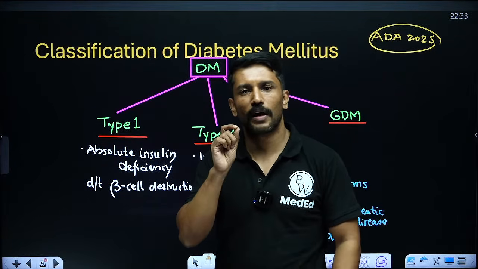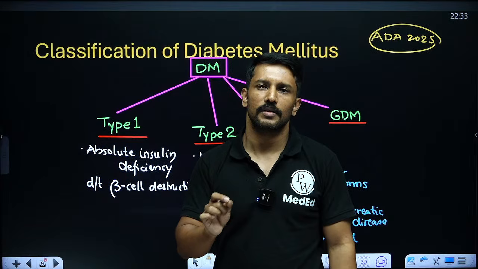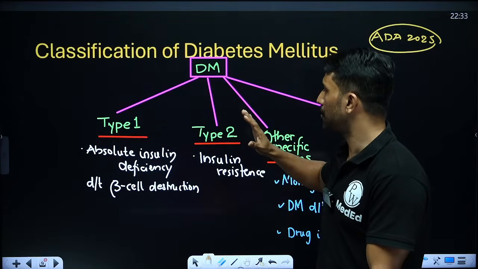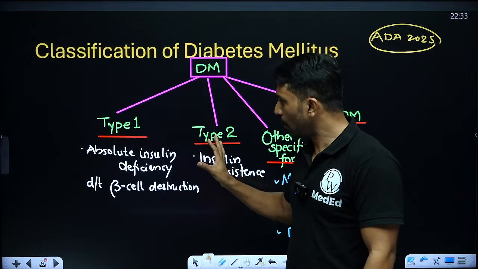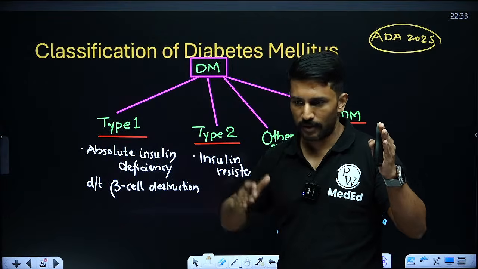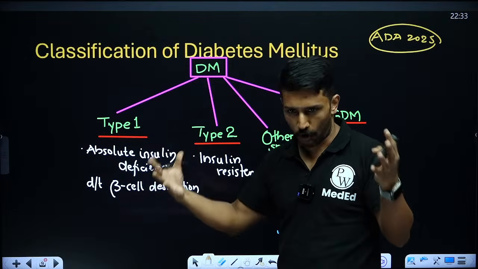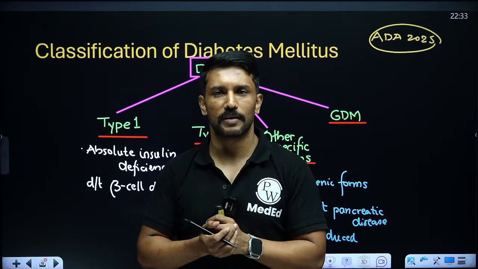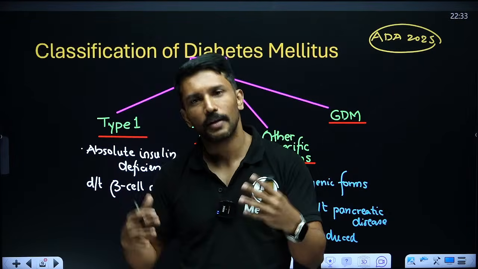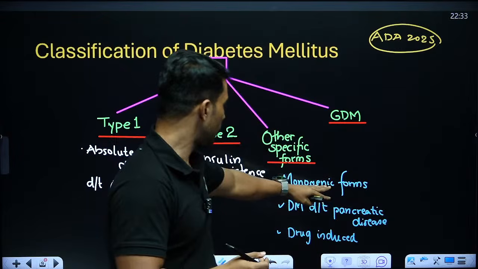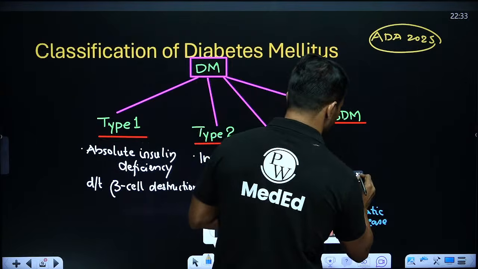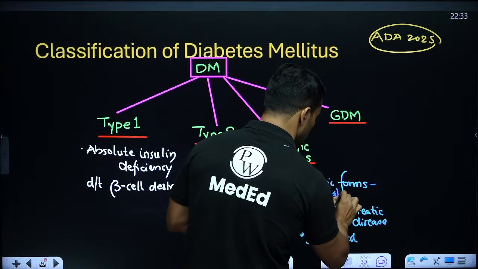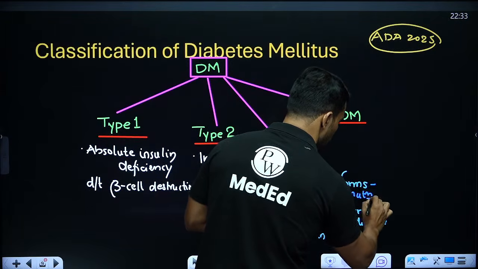But can I pinpoint and say that one particular mutation is responsible for type 1? No. Can I say that one particular mutation is responsible for type 2? No. These are all multifactorial. Environment and multiple genetic factors all come together to give you type 1 or type 2 diabetes mellitus. But there are also some forms of diabetes mellitus where a single mutation is enough. If you have it, you will end up with diabetes. Such forms are called monogenic forms of diabetes mellitus, where a single gene mutation is responsible for causing diabetes.